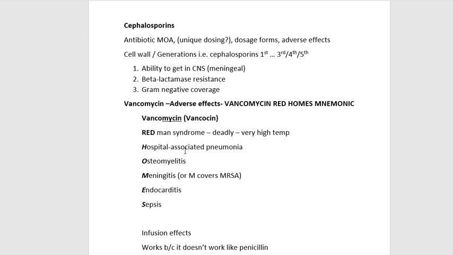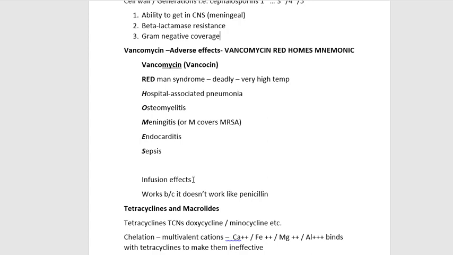And then some of the therapeutic effects of vancomycin are hospital-associated pneumonia, osteomyelitis, meningitis, or M for covering MRSA, endocarditis, and sepsis. These are all things that vancomycin can work with at certain levels. Okay? The big concern is the infusion effects, infusing it too fast. And the reason that it works when penicillin might not is that it works a bit differently in terms of its mechanism of action.